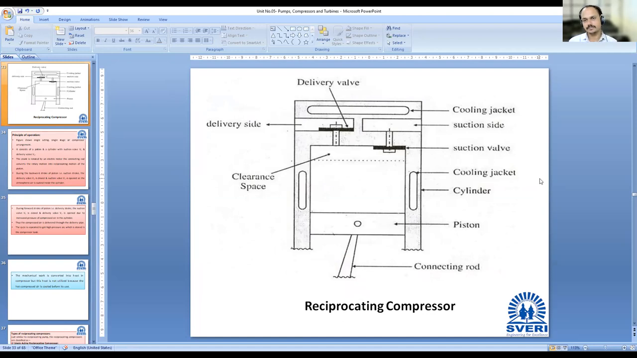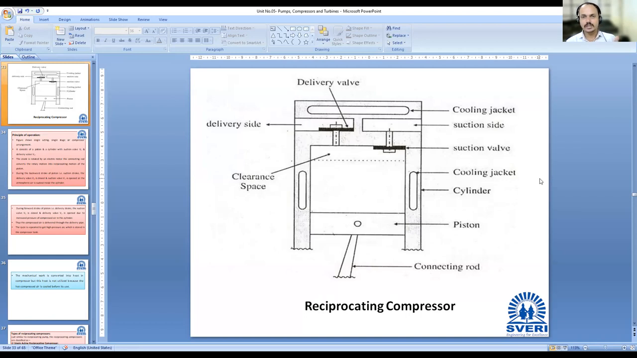If you observe this diagram of the reciprocating compressor, does it look like a reciprocating pump in construction? What do you think? No. But if you observe the components, see connecting rod, piston, cylinder, suction valve, delivery valve, the same components are there in a reciprocating pump also. Yes? So here we have the same construction as a reciprocating pump.